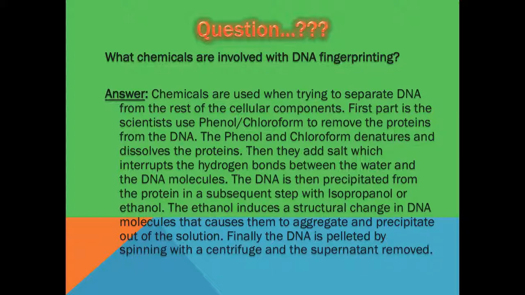The DNA is then precipitated from the protein in a subsequent step with isopropanol or ethanol. The ethanol induces a structural change in DNA molecules that causes them to aggregate and precipitate out of the solution. Finally, the DNA is pelleted by spinning with a centrifuge and the supernatant removed.